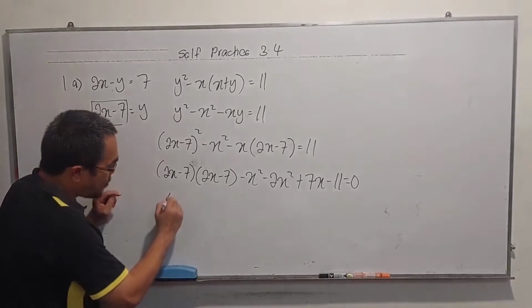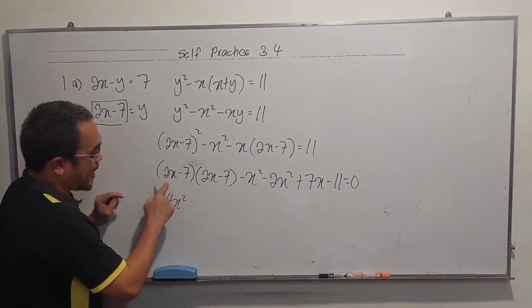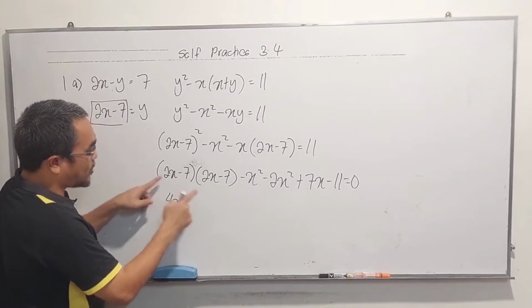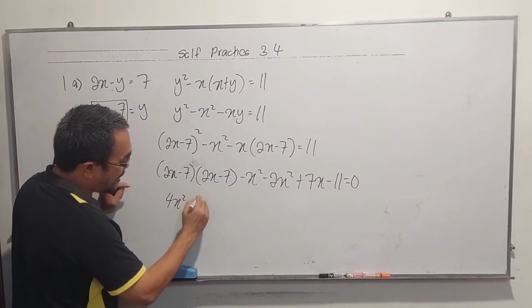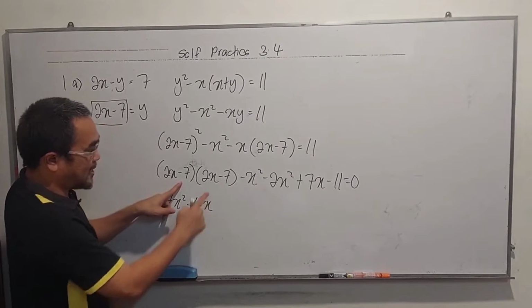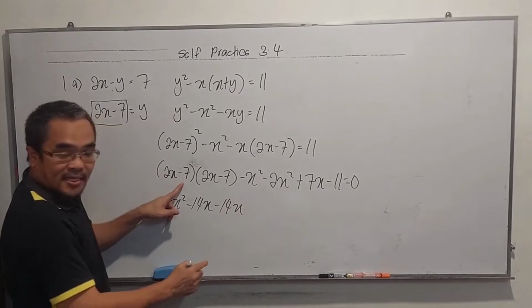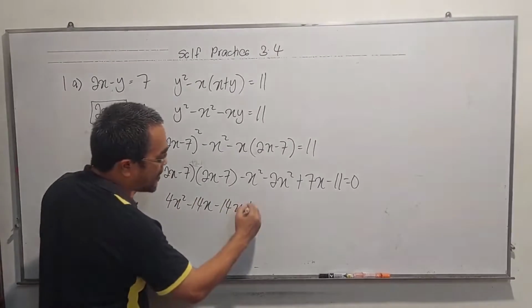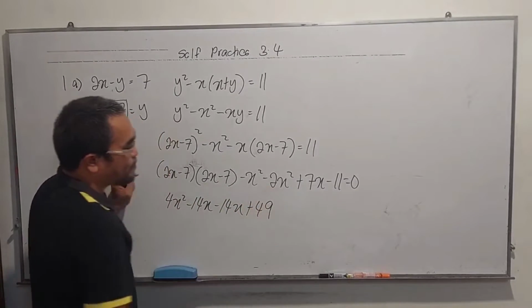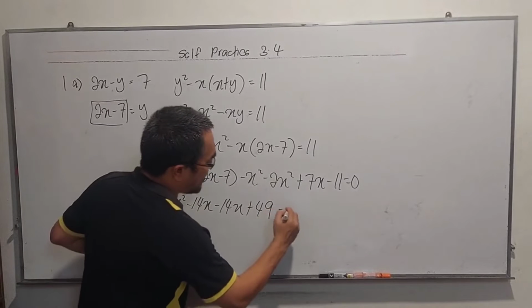Okay. So we have 4x squared. Then 2x times 2x, 4x squared. 2x times negative 7 will be negative 14x. Negative 7 times 2x will be negative 14x again. Negative 7 times negative 7 will be 49. And then you copy everything.